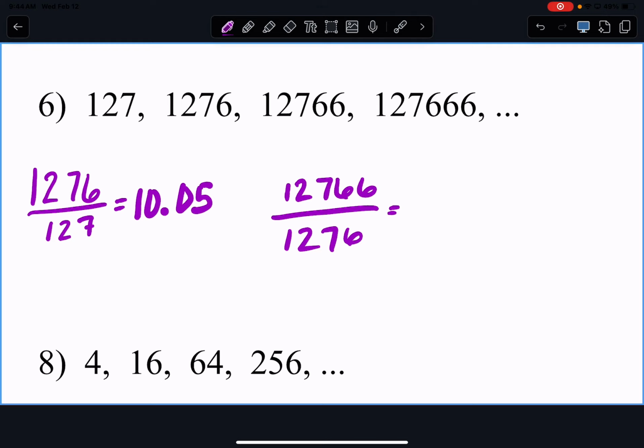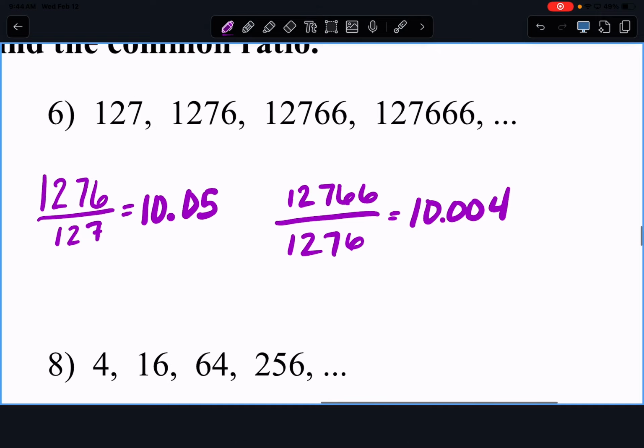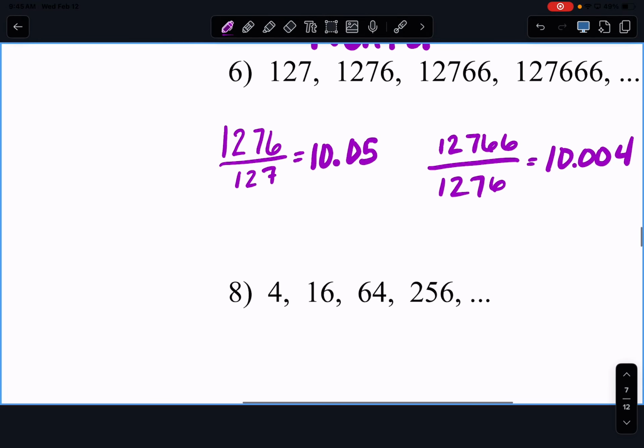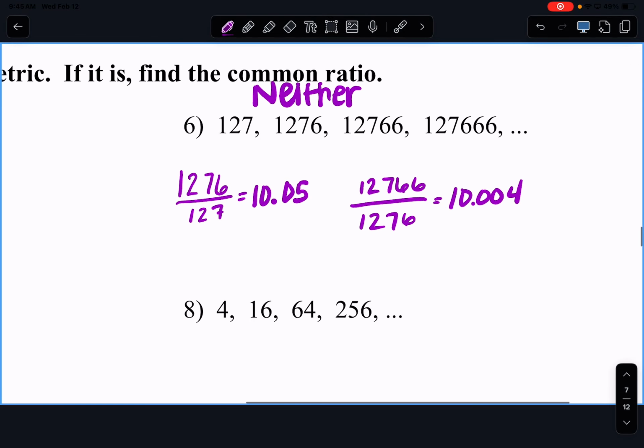I got 10.004. Are those two things the same? No. So is it geometric? No. It's not arithmetic. This one is. What is the only pattern this question has? It's just adding 6 each time, right? It's just putting an extra 6 on the end. That's all it's doing. There's no math about that. That's just somebody thought that was fun. All right. Cool. Now we're going to look at the next section.